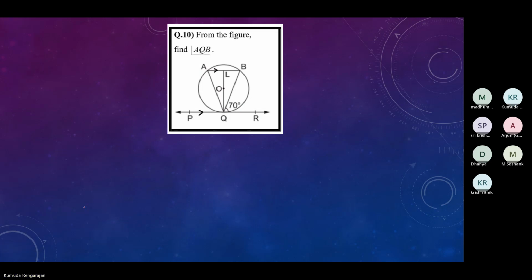AQB, this angle. AQB is this angle. Okay, so maybe if we prove that these two triangles are congruent, you can find this angle and double it to get the whole angle.